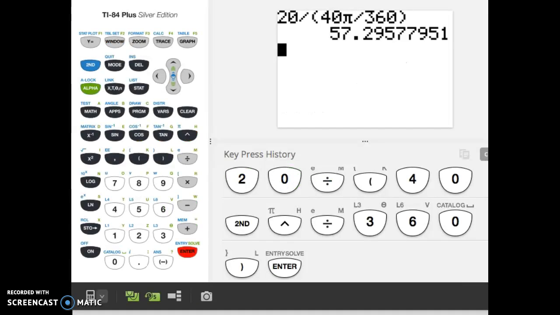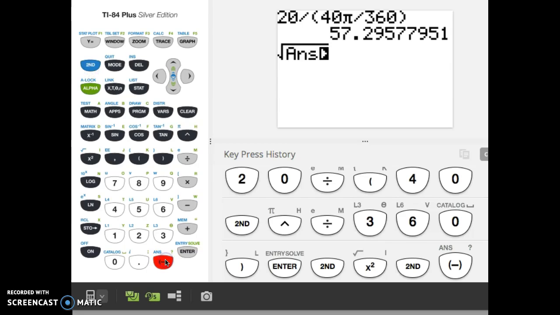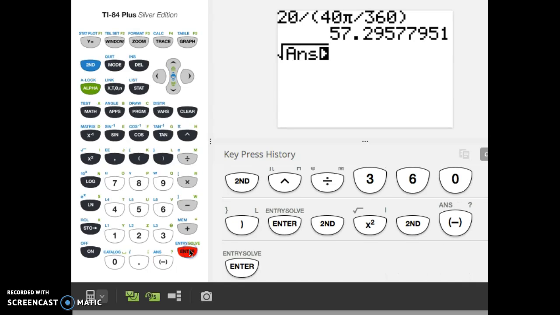And a nifty little trick I can use, since I still have that number on my calculator, I can hit the square root button, which is second in that, and I can use the answer from above by just pressing second and this little minus sign down here, or negative sign. Okay, and now take the square root of the answer from above, and I get 7.569. So I'll go ahead and round it to 7.57. Okay, 7.57.